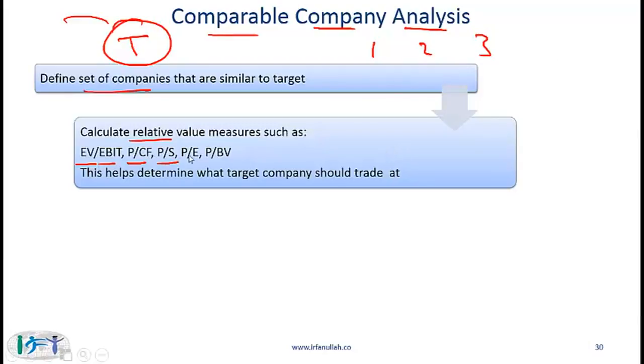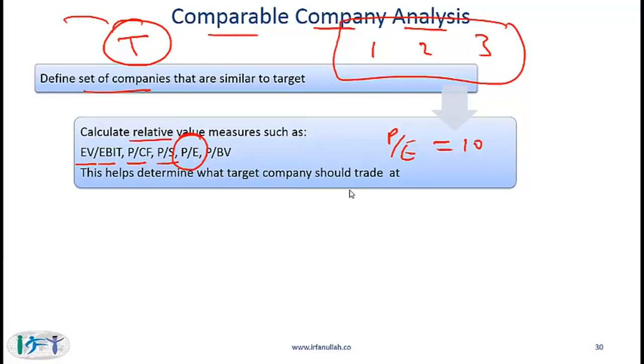Let us say that for simplicity, right now we'll focus on the PE ratio. And let's say that on average, the PE ratio for our comparable companies is equal to 10. And let us say that the earnings for our target company equal 200. Then based on this method, what is the value? The value of the target will simply be 200 times 10, which is 2000.